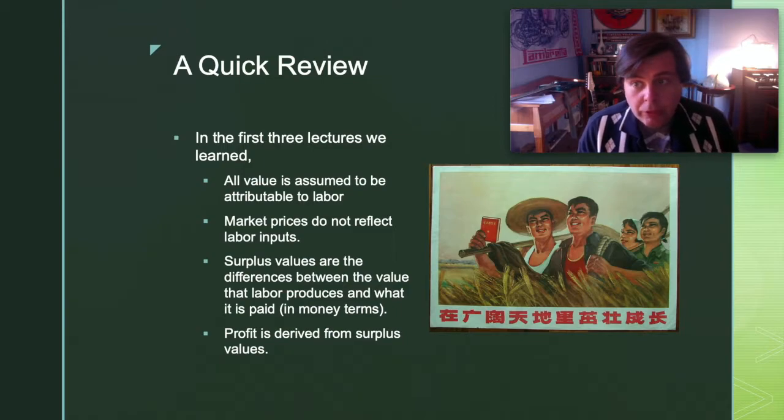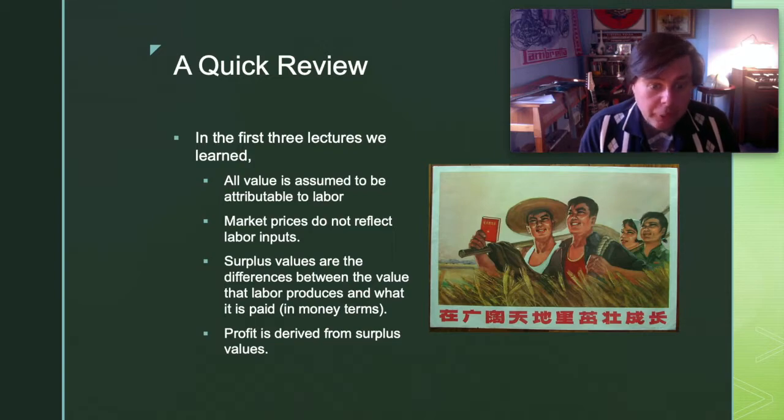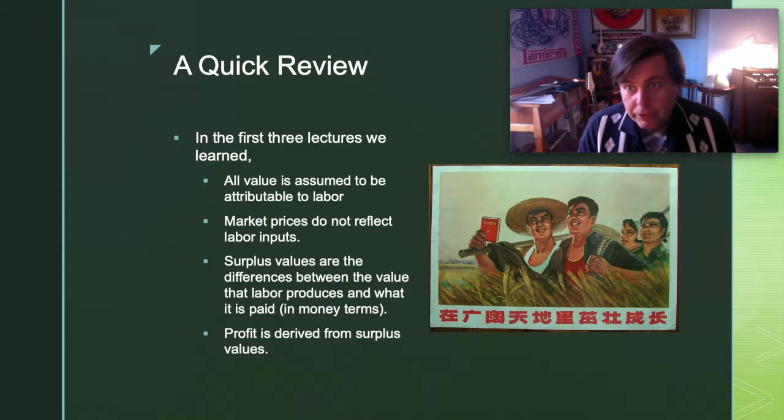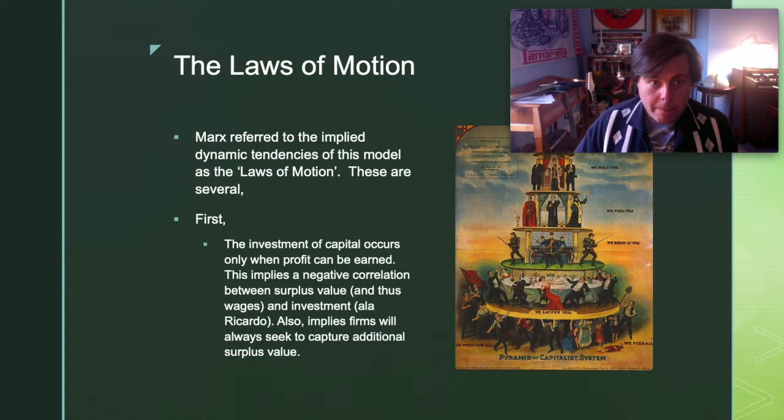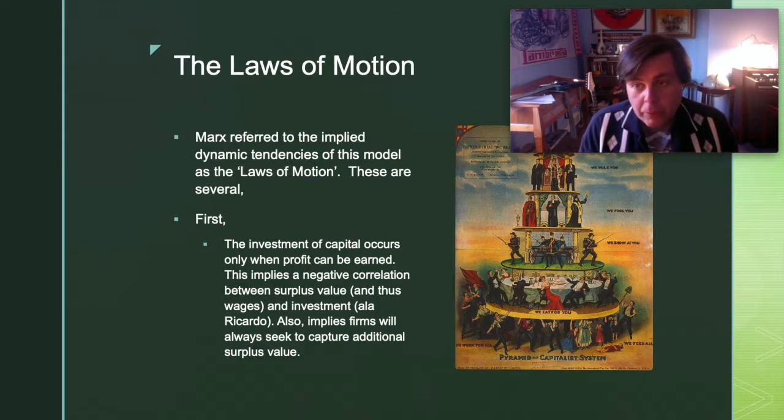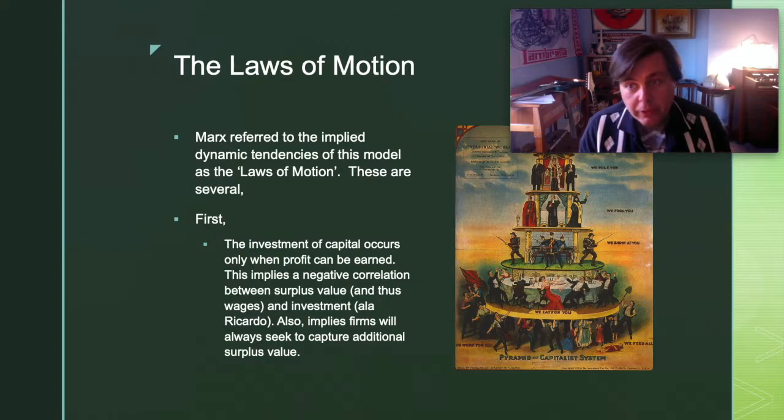Of course, as we saw in the first lecture, market prices do not reflect labor inputs, and we talked about that a moment ago. Surplus values are the differences between the value that labor produces and what it's paid in money terms. So if labor is producing $40 worth of value and they're getting paid $20, then surplus value is 20, okay? And profit is derived from surplus values. So from everything we've seen in the first three videos, Marx has a dynamics that's implied from his model, and these are referred to as the laws of motion, and there are several of these.